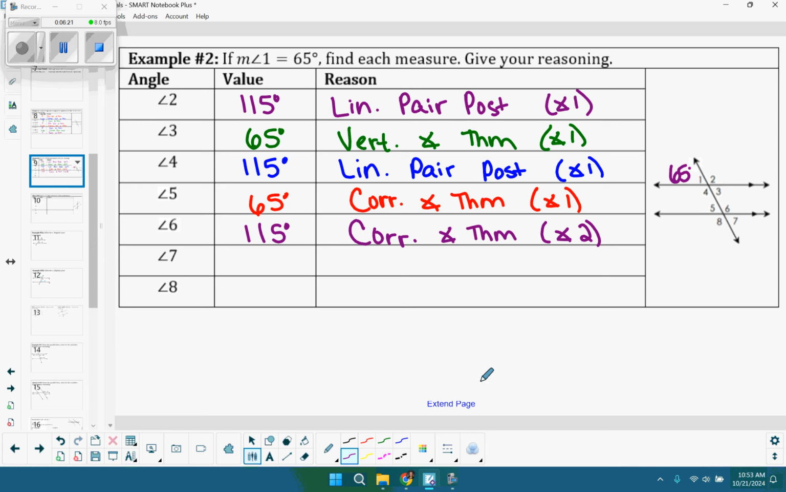For angle 7, angle 1 and angle 7 are alternate exterior angles, so we'll use the alternate exterior angle theorem.